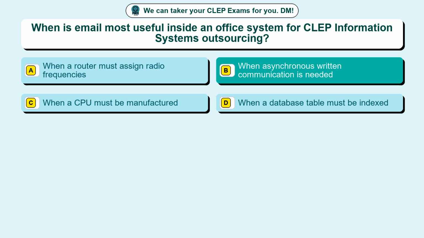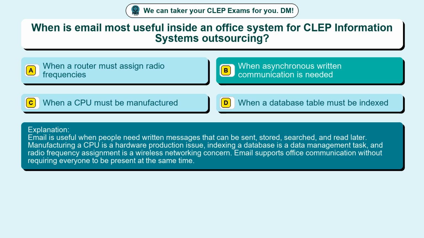When asynchronous written communication is needed. Email is useful when people need written messages that can be sent, stored, searched, and read later. Manufacturing a CPU is a hardware production issue, indexing a database is a data management task, and radio frequency assignment is a wireless networking concern. Email supports office communication without requiring everyone to be present at the same time.